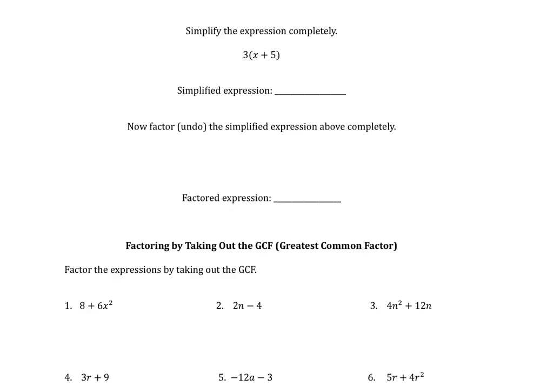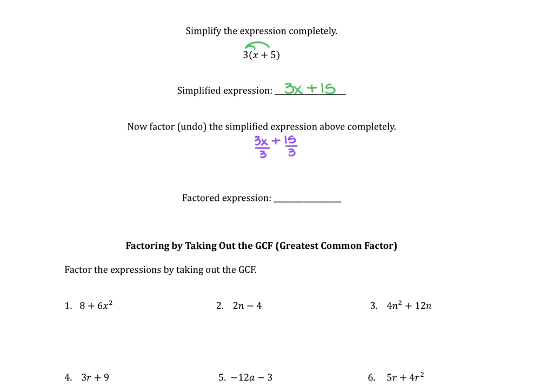So let's take a look at this example. If I was to simplify the expression using my distributive property, I would do 3 times x to get 3x and 3 times 5 to get 15. So if I'm going to undo this, I would take my expression of 3x plus 15 and I would divide each by that GCF of 3.